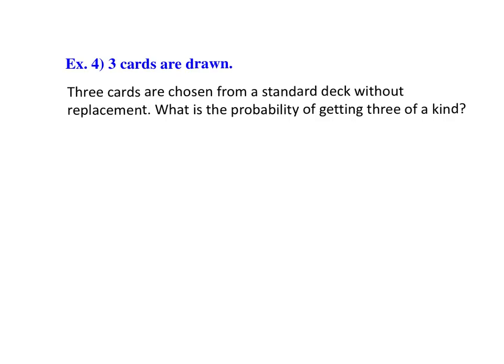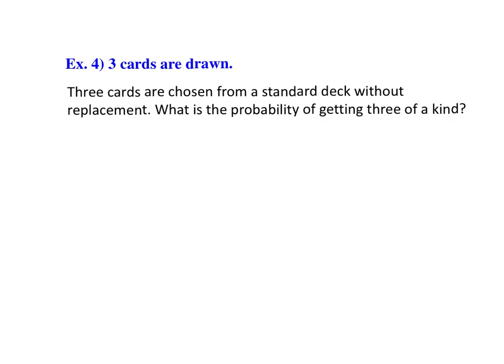So this is a fun one. 3 cards are chosen from a standard deck without replacement. Okay, we know it's conditional. What is the probability of getting 3 of a kind? So the probability of getting 3 of a kind, remember there are 4 suits. So we're looking for the probability of getting all spades, or all hearts, or all clubs, or all diamonds. So we need to be looking at all of these probabilities. So remember it's or.